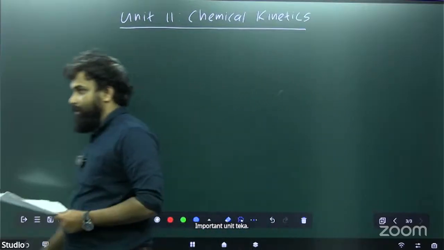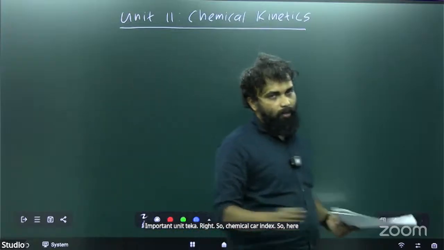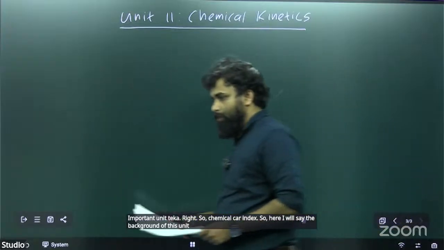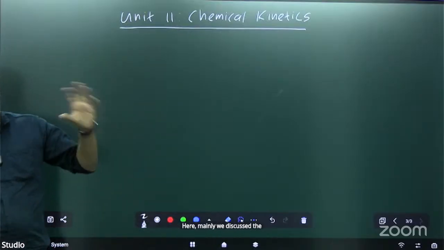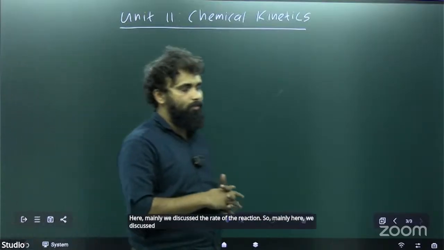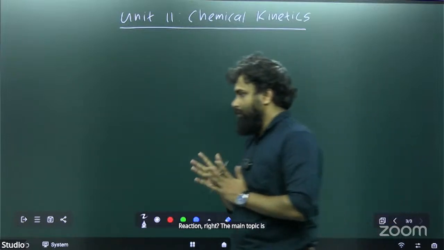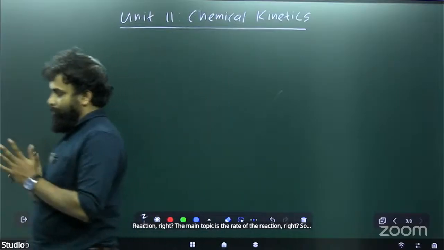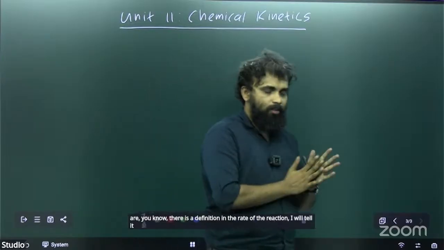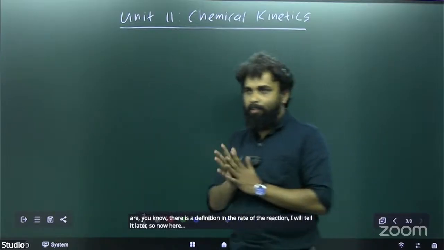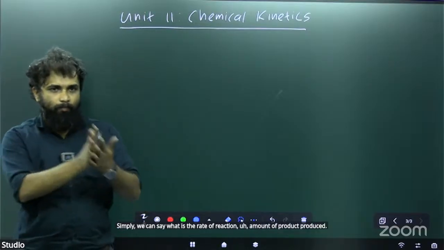Right. So chemical kinetics. Here I will say the background of this unit. Mainly we discuss the rate of the reaction. The main topic is the rate of the reaction. There is a definition of the rate of the reaction, I will tell it later. Now simply we can say the rate of reaction is the amount of product produced per unit time.